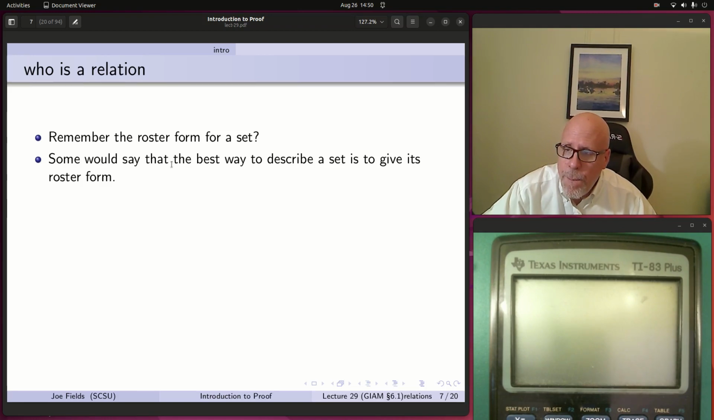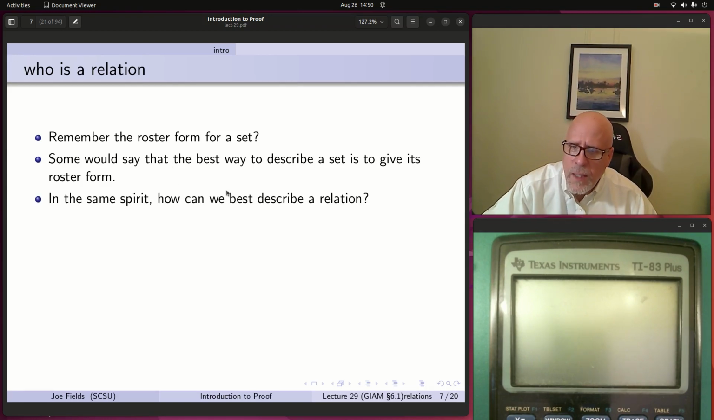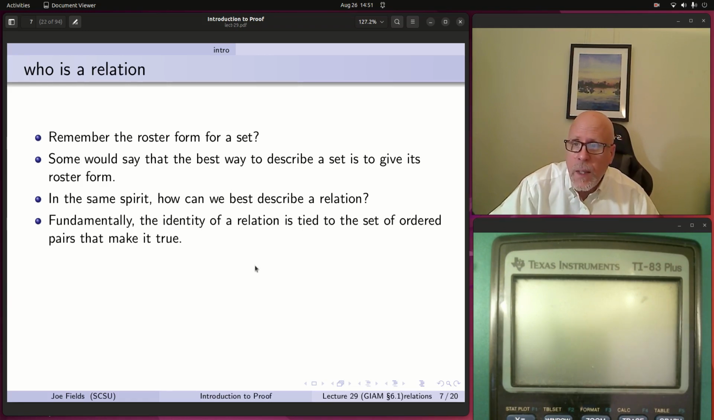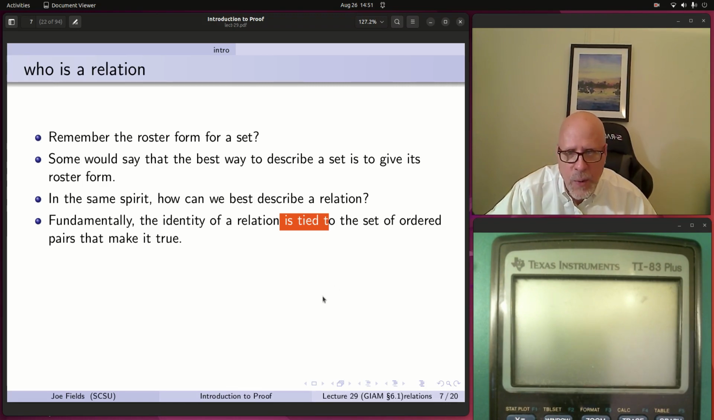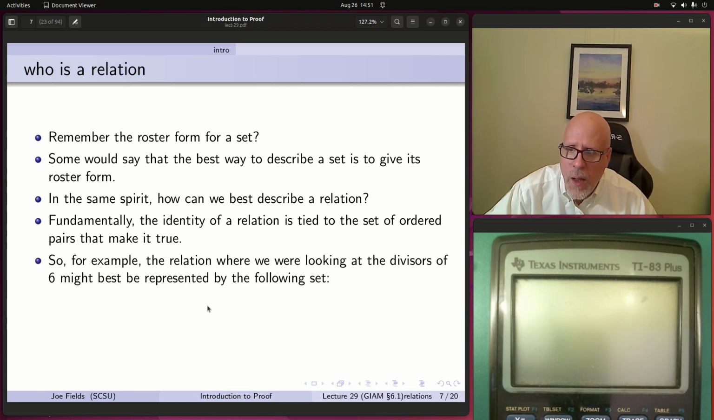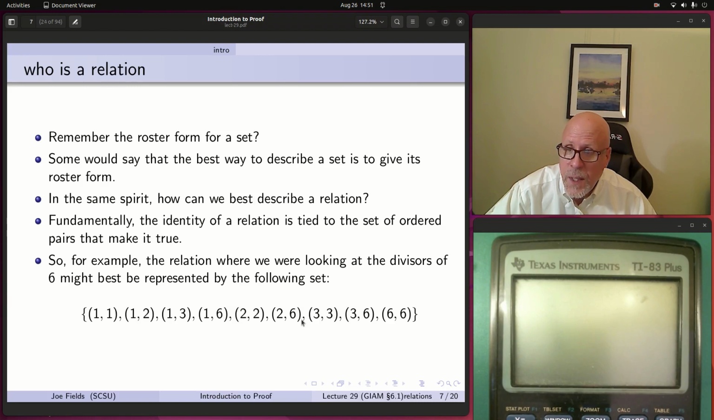So how does that translate into relations? Well, you should try to do the same thing. The identity of a relation is literally, it's kind of weak to say it's tied to, it literally is the set of ordered pairs that make it true. So, for example, if we look at the relation we just were looking at, the divisors of 6, here's a great way to express that.